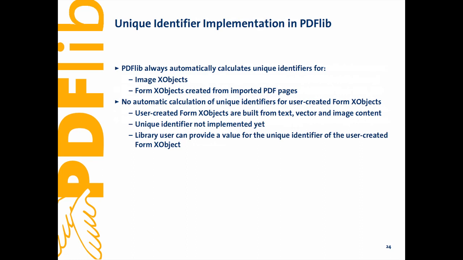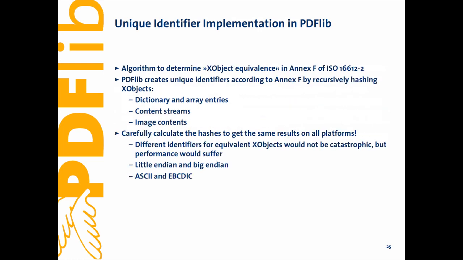So how did we implement this in PDFlib? PDFlib will always calculate unique identifiers for image XObjects and for form XObjects created from imported PDF pages. We do not have automatic calculation for user-created form XObjects, but for that case, the user can specify an identifier himself if he wants to. That's sort of a compromise, and we could add the capability to calculate the unique identifiers later.